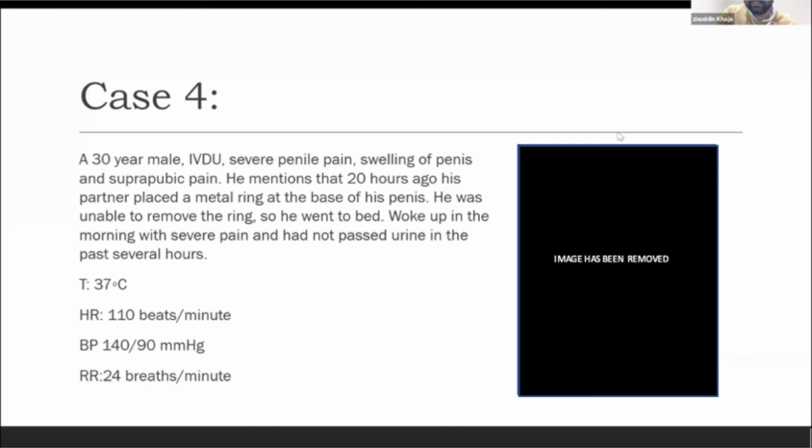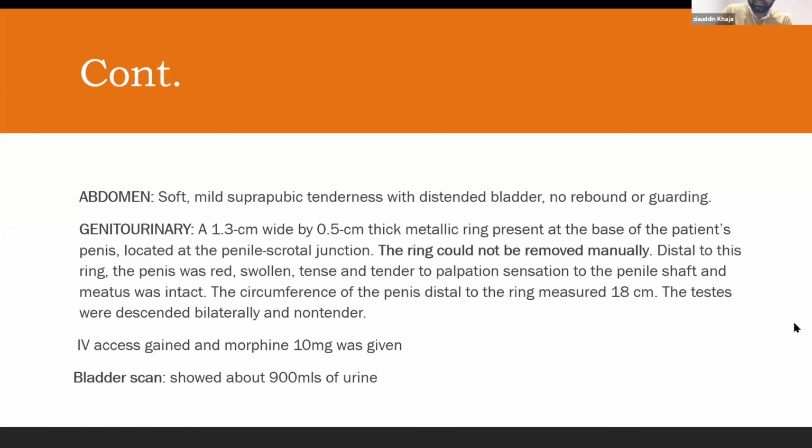He woke up with severe pain and had not passed urine all night. On examination, his temperature is 37, he's tachycardic, blood pressure is acceptable, and respiratory rate is 24. Looking at this condition, what are you most concerned about? Urethral obstruction. Yes. Necrosis, okay. Amazing. As Khalil said, he needs catheterization first. Yes, definitely, excellent.